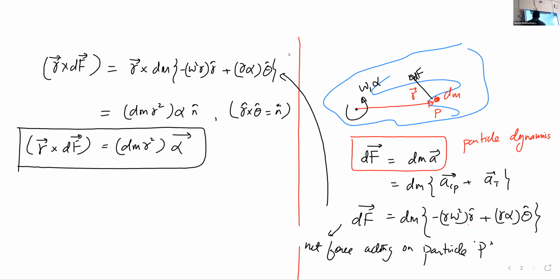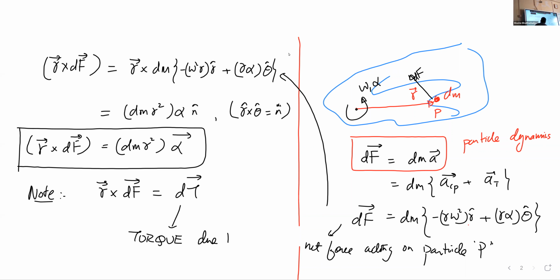Now we'll make a new definition. The quantity r cross F, or r cross dF in this case, we will define as the torque due to the force dF about the given axis. This is how we define the quantity torque. It is also called moment of force.